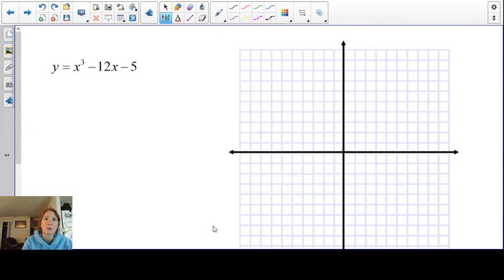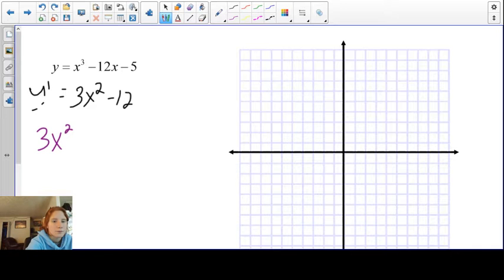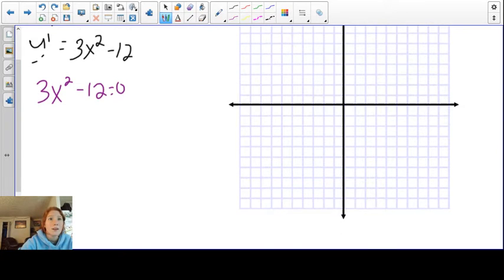Let's take a look at this next one. First steps first, we started by taking the derivative. So I have y prime is equal to 3x squared minus 12. Next, I took that derivative and set it equal to 0. So 3x squared minus 12 is equal to 0. Let's solve for x. Let's divide out the 3. When I divide out the 3, I get x squared minus 4.